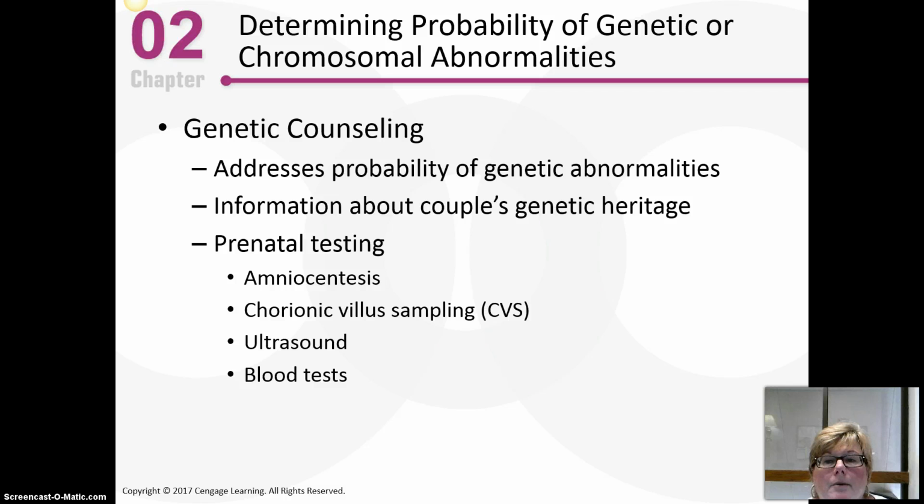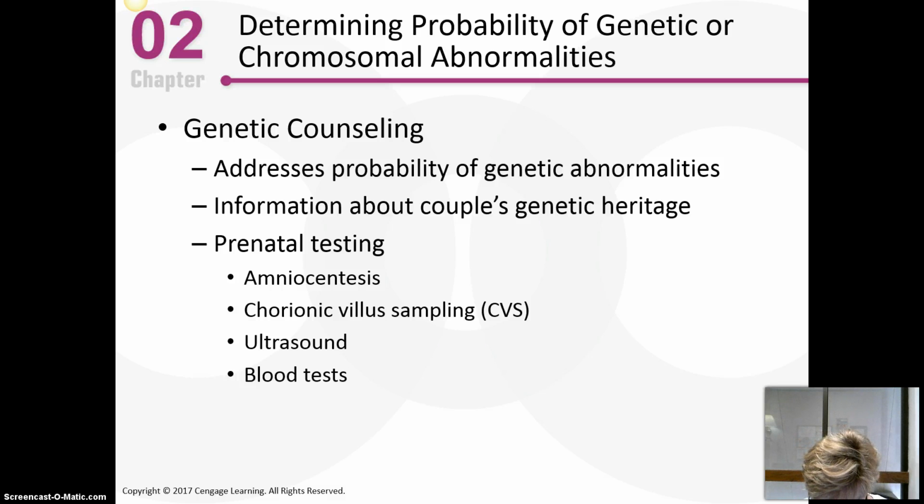In determining the probability of genetic or chromosomal abnormalities, there's genetic counseling. And the genetic counseling is going to address the probability of genetic abnormalities. It also gives information about the couple's genetic heritage. Now these could be good, but they have become a bit controversial. And we're going to be looking at more about this in the next slide.